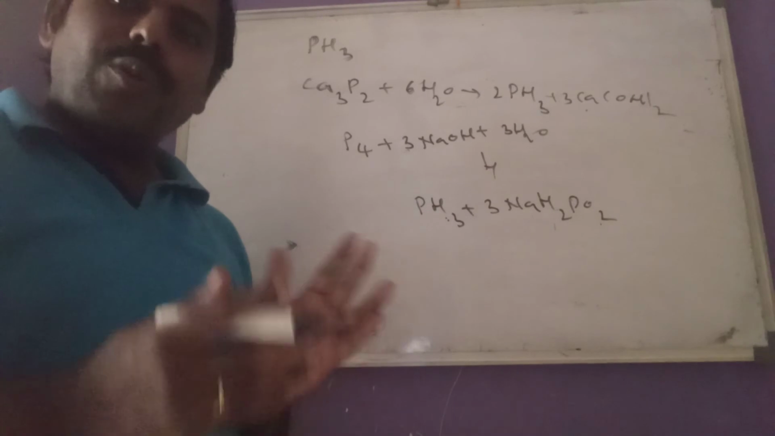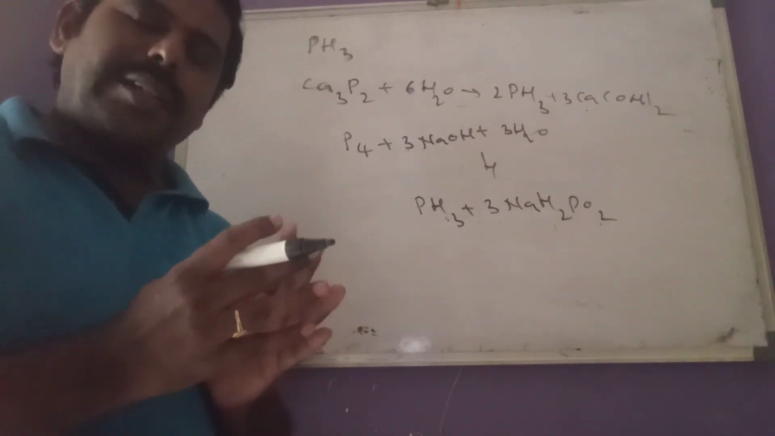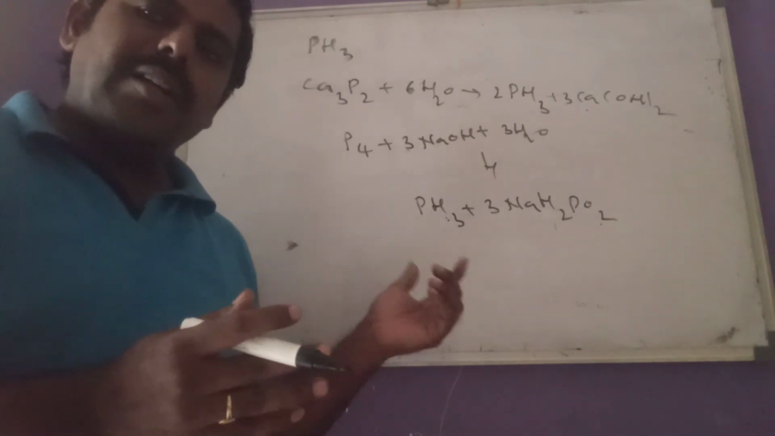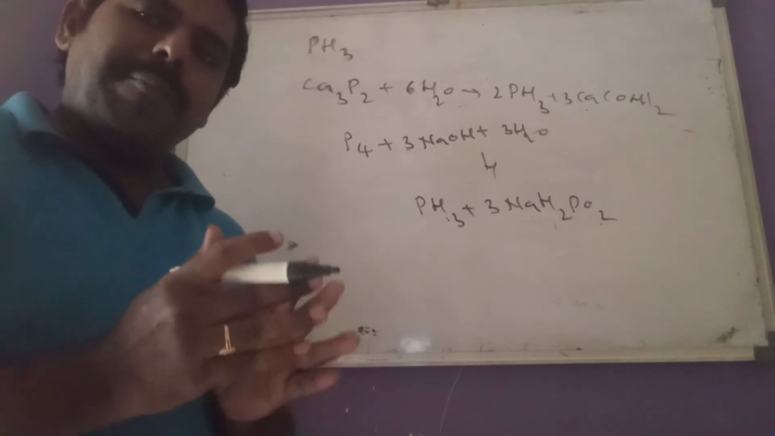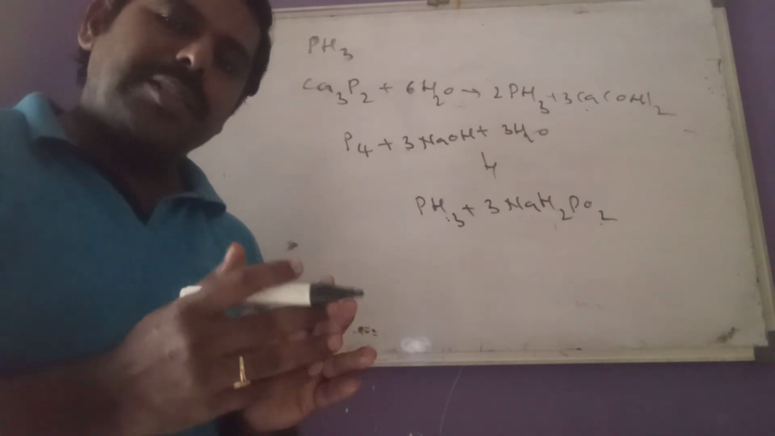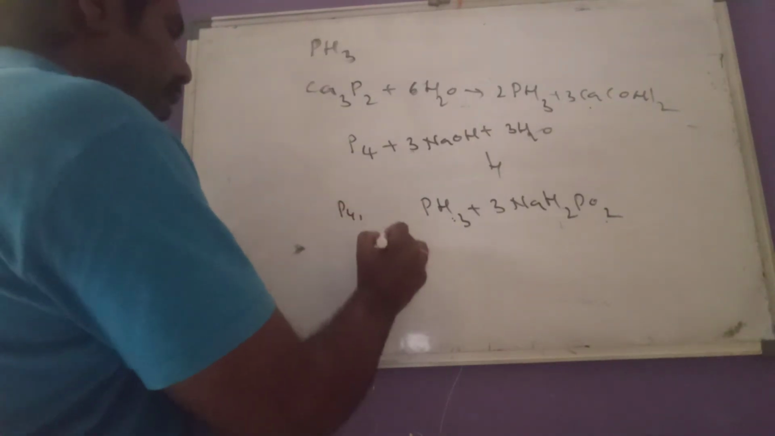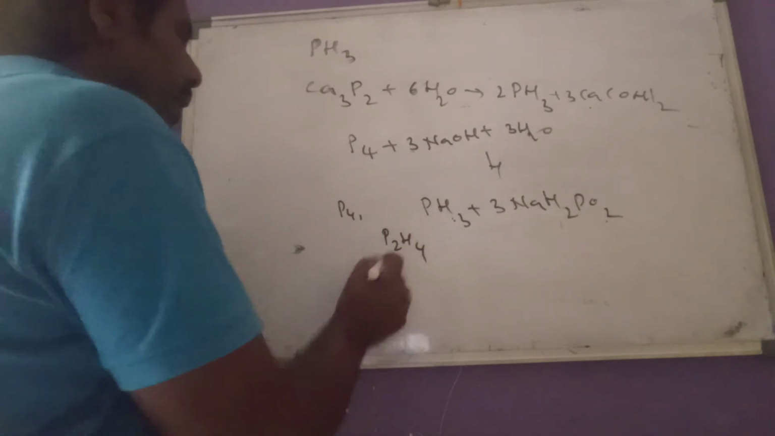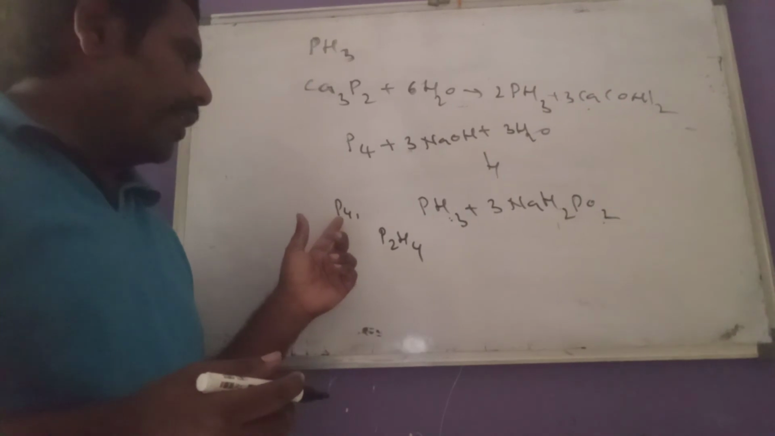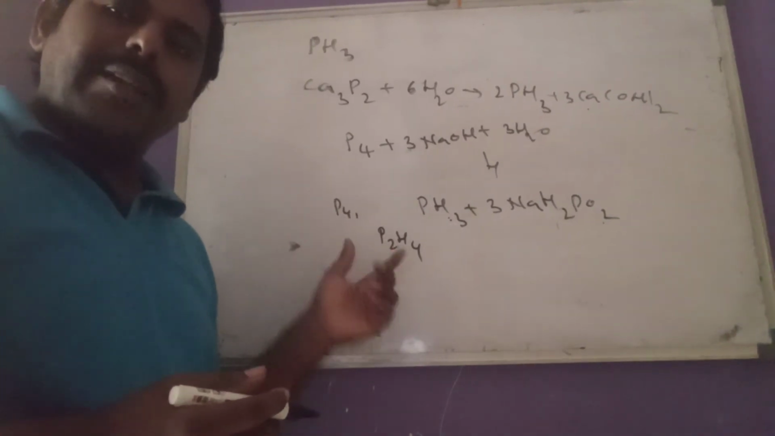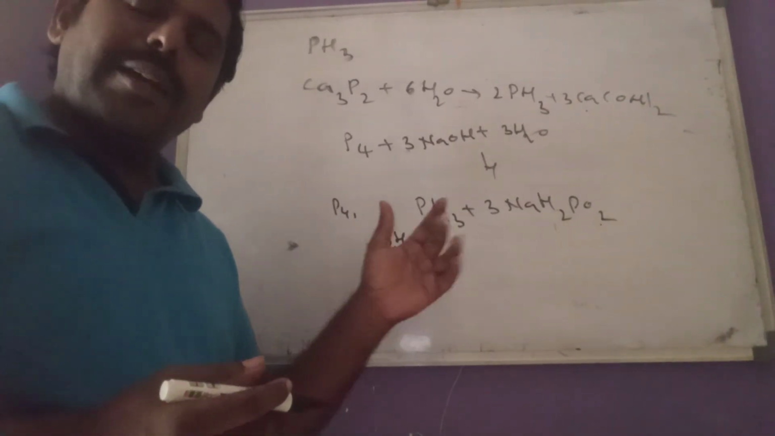Generally, the pure form of phosphine is colorless, and it is not inflammable. In pure form it is not inflammable, but due to the presence of phosphorus or diphosphine, that means P2H4, it catches fire immediately. This is due to the presence of impurities, phosphorus and diphosphine. Due to these impurities, phosphine may catch fire and become inflammable.